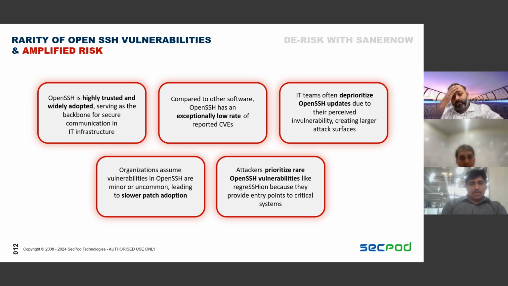Now, let's dive into why it is a high risk vulnerability. This highlights the rarity of OpenSSH vulnerabilities, and how a regression vulnerability amplifies this risk. Why is it, Virendra? Why is OpenSSH so unique in the context of vulnerabilities?